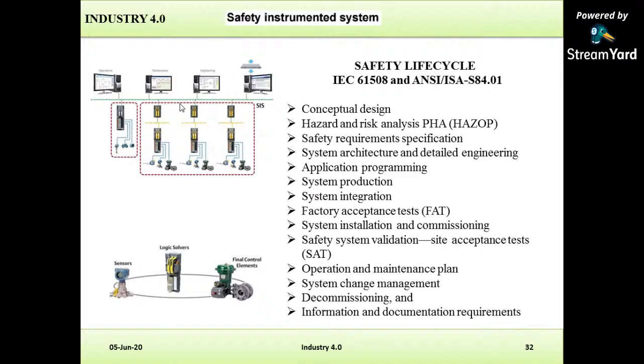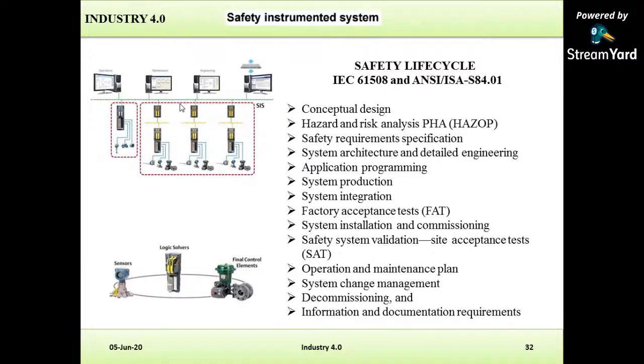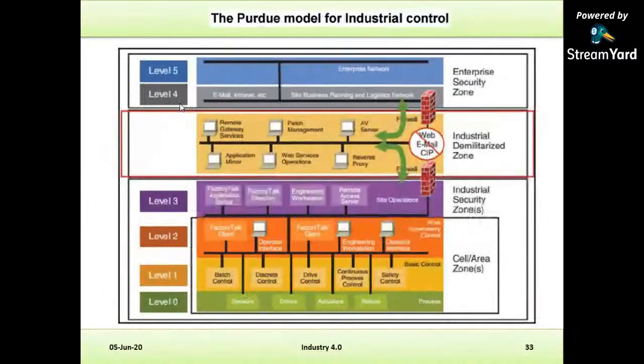In order to avoid that, we take some corrective measures into account, and accordingly we plan and give some architectural elements, or arrange them according to the final control elements, logic solvers, and the sensors you are going to provide. Like that, you give some circuitry operations. That is the role of the safety instrumented system architecture. Then here we are going to introduce the Purdue model for industrial control. This is a core point, and hereafter, further on, I'm going to point out the Purdue model.